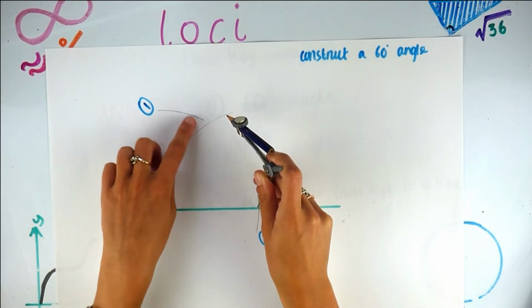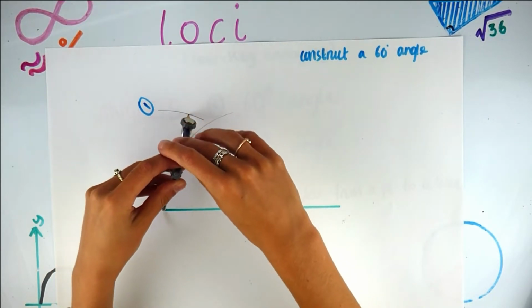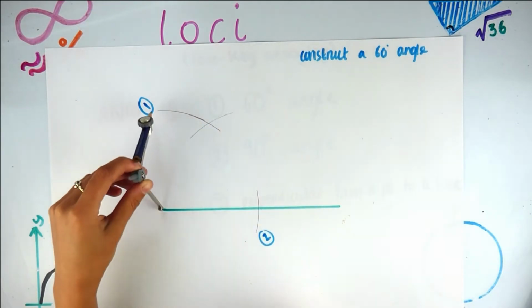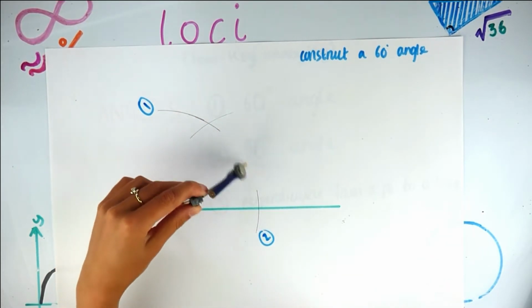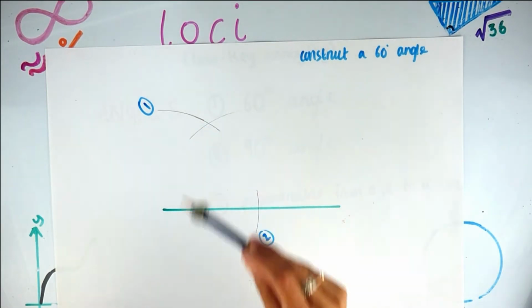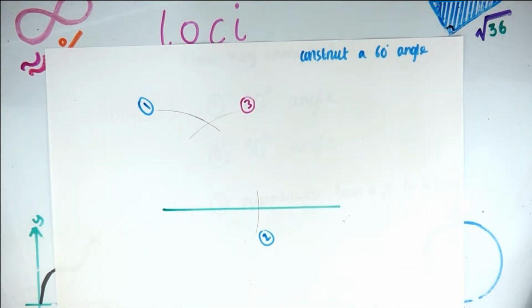And these should actually cross, so I'm going to have to go back to step 1 and make this a bit bigger. Don't worry if that does happen. Happened many a time. So you've got step 1, step 2, same distance apart, move your compass, step 3. Now where these two cross is where you draw your line and then you've constructed your angle.